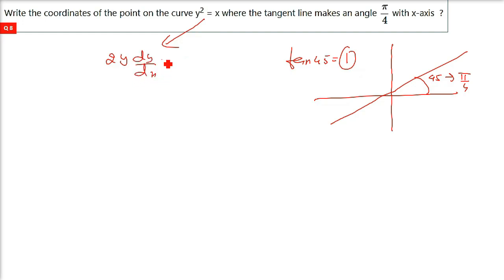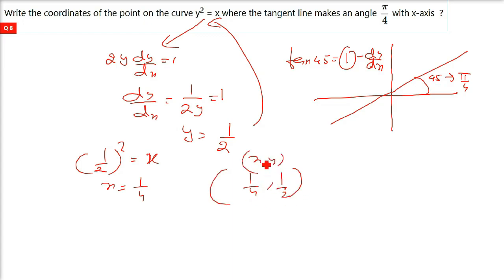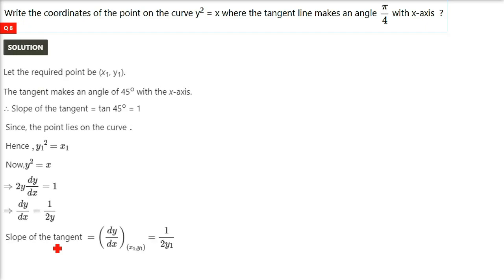So when you differentiate this, 2y dy by dx equals 1, dy by dx is equal to 1 by 2y. And that is equal to 1 because the slope is 1. We already found out tan 45 degree is equal to 1. So just equate it to 1. When you equate it to 1, 1 by 2y is equal to 1. So y is equal to what? y is equal to half. Just put it in here so that you can find out x also. So when you put y as half, square, x will be equal to 1 by 4. So the coordinate points x, y are 1 by 4 and 1 by 2. x comma y is what I have written here. Now let me show you, this is the whole scenario you have to follow step by step, and then you have to give the answer.